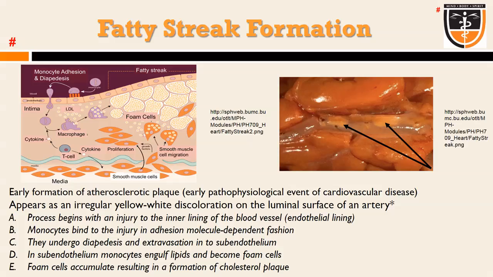But that's the way it is, health-wise. So, we all have fatty streaks. These are yellow discolorations that you can find in the walls of blood vessels. These are early formation of atherosclerotic plaques, but it doesn't mean they're going to become atherosclerotic plaque. So this is an early pathophysiological event of cardiovascular disease. It appears as an irregular yellow-white discoloration on the luminal surface of the artery.